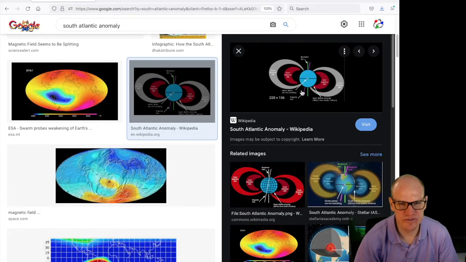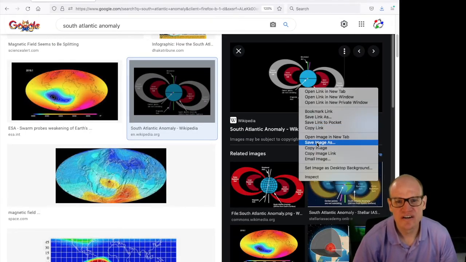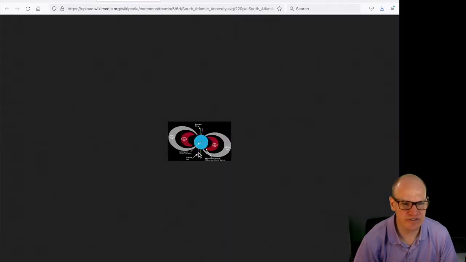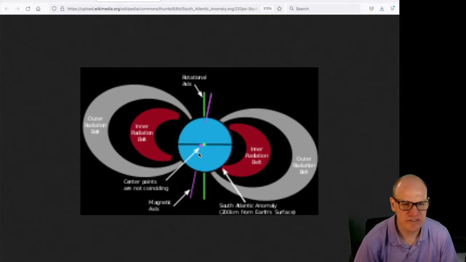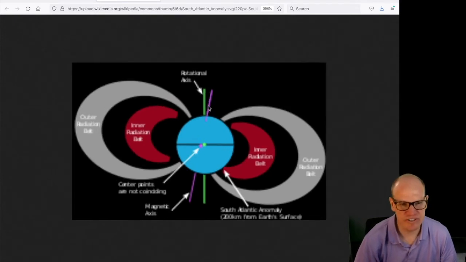Here's the view. This is the picture I was trying to draw. I want to open it in a new tab. So this is the picture I was trying to draw, kind of unsuccessfully. Oh, I had it pointed the wrong direction. So anyways, here is the rotation axis, the green one. And then here's the magnetic field axis, which is the magenta one.